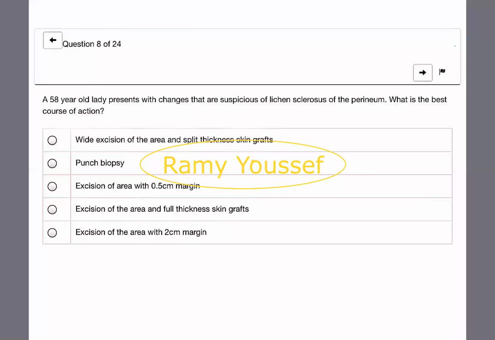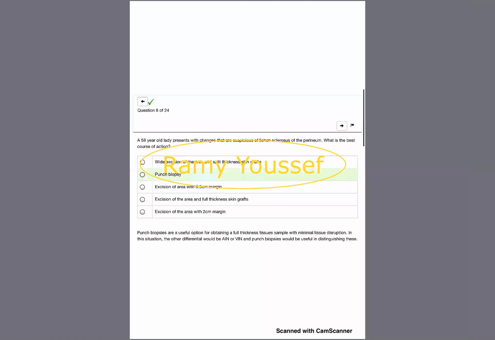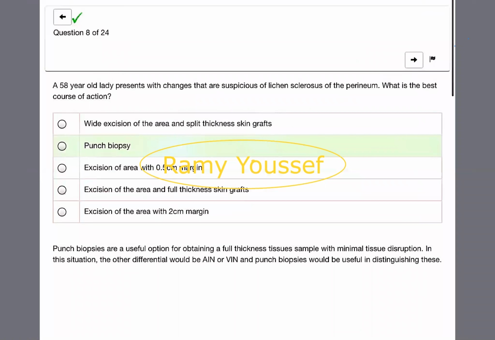Yes, punch biopsy. Lichen sclerosus is not a cancer, so excision with a safety margin, options C and E, is wrong. Excision of the area with full thickness skin graft? No, I don't make a full thickness skin graft in the perineum. Wide excision with split thickness graft is the same idea. I'm not just excising and doing a graft in the perineum. Punch biopsy to confirm my diagnosis is the right answer.